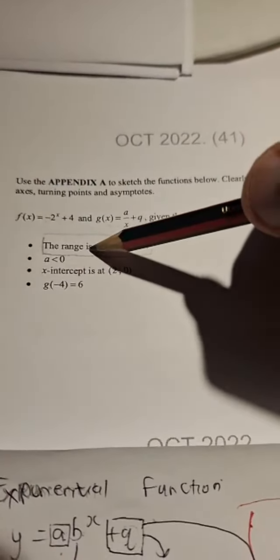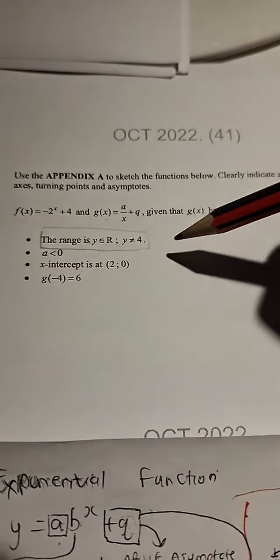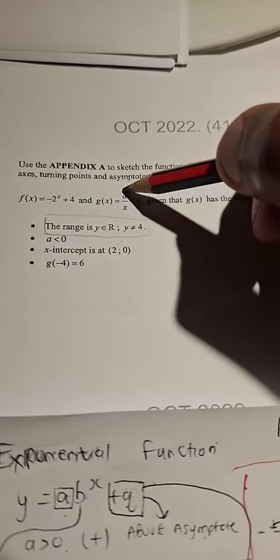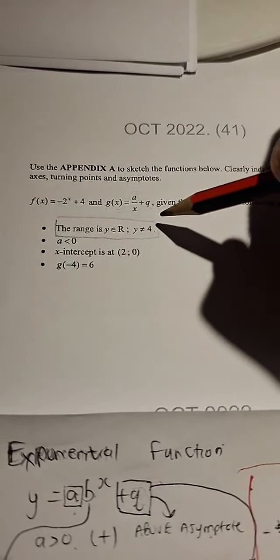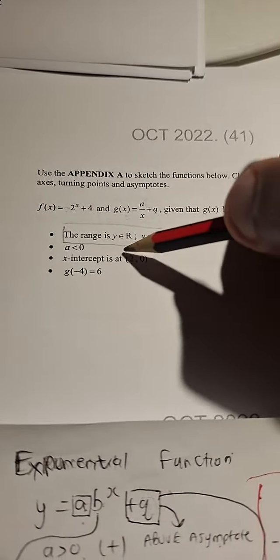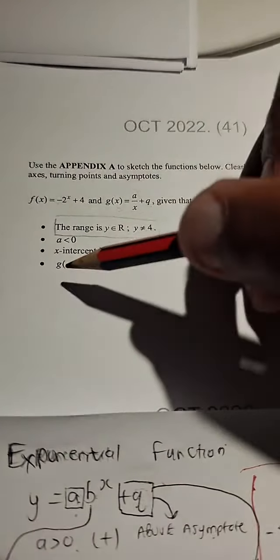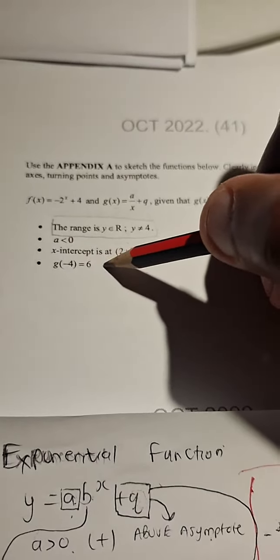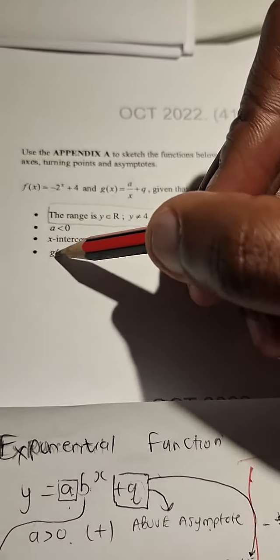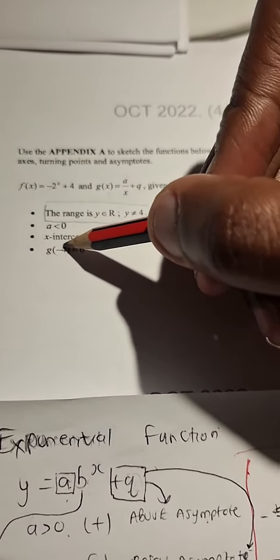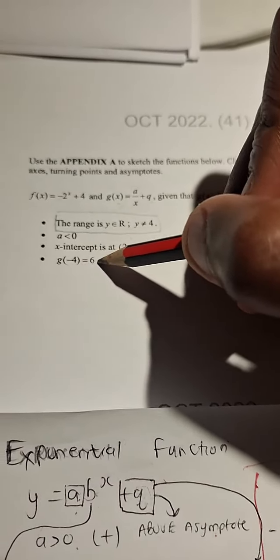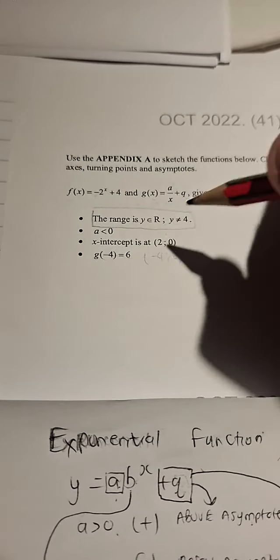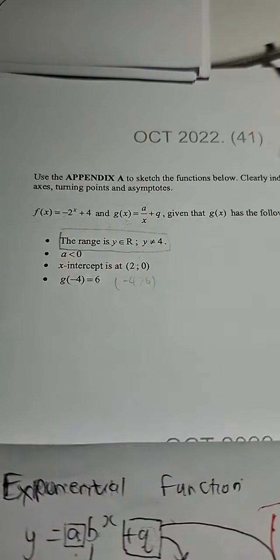They are saying that the range is y is an element of R, y cannot be 4. A is less than 0, meaning this A value is less than 0. That should speak to you about something. They are then saying the x-intercept is (2, 0), of course. And then they are saying g of negative 4 is equal to 6. In other words, when we substitute our x value negative 4, we get a corresponding y value, which is positive 6.